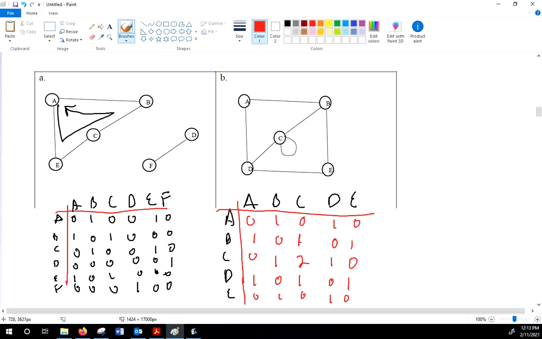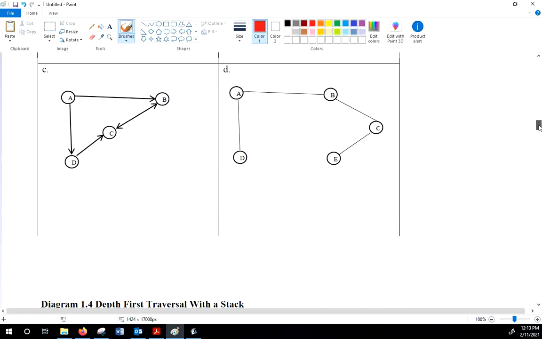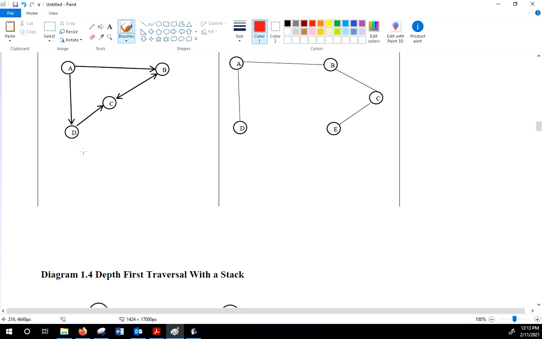Okay, this graph has lots of cycles, and it is connected. All right, now we get to look at one that is a directed graph, so a little bit different here. A, B, C, D, A, B, C, D. So from A, I can get to D, and I can get to B, and nowhere else.